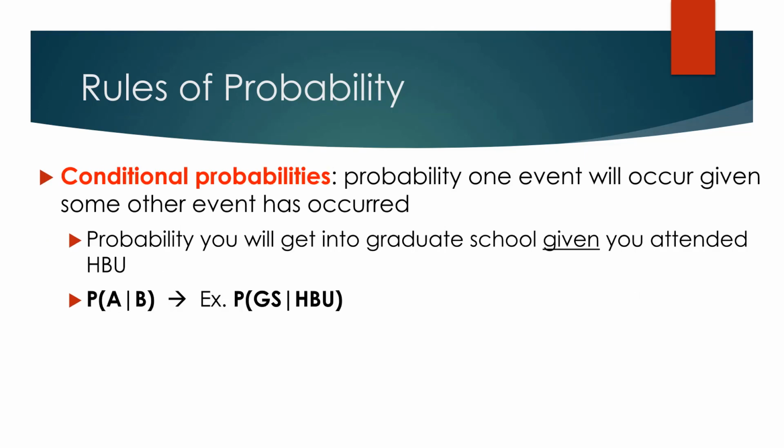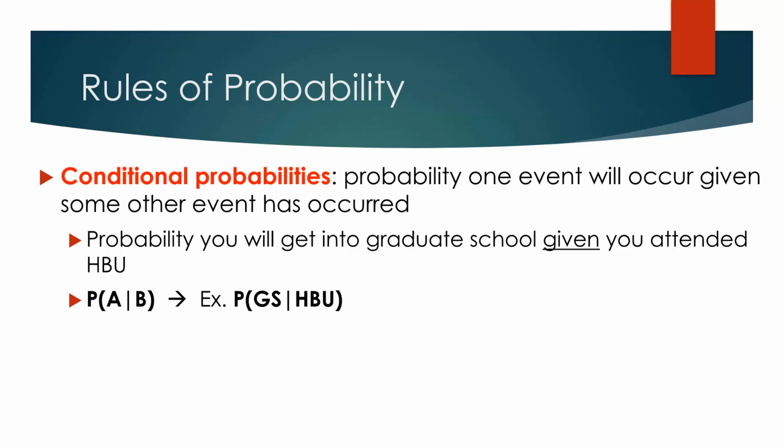Now, the last rule of probability I want you to know is the third and final one. There's only 3 main rules you need to know. The third is called conditional probabilities. This is where one event will occur given that some other event has occurred. So this is where probabilities are not independent from each other, that the occurrence of one has an effect on the other one occurring.